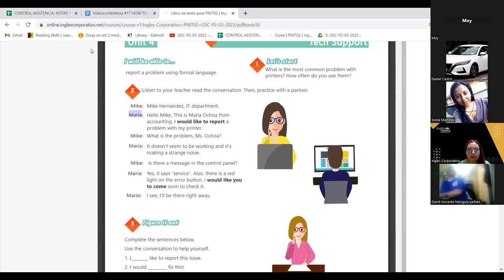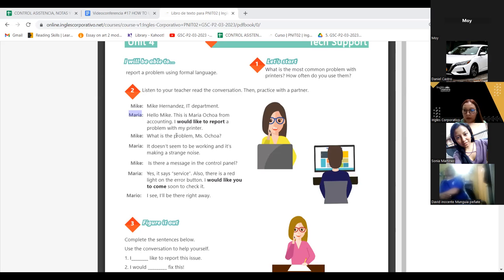Mike Hernández, IT Department. Hello, Mike. This is María Ochoa from accounting. I would like to report a problem with my printer. What is the problem, Ms. Ochoa? It doesn't seem to be working, and it's making a strange noise. Is there a message in the control panel? Yes, it says service. Also, there is a red light on the error button. I would like you to come soon to check it. I see. I'll be there right away. Thank you. All right.